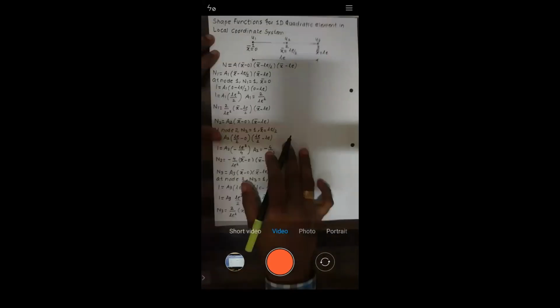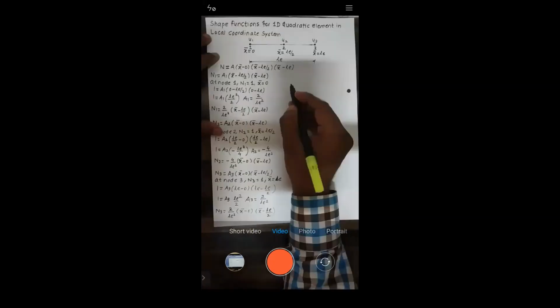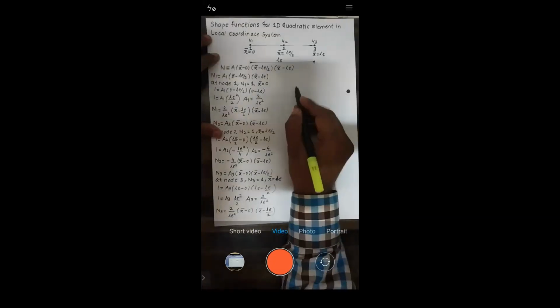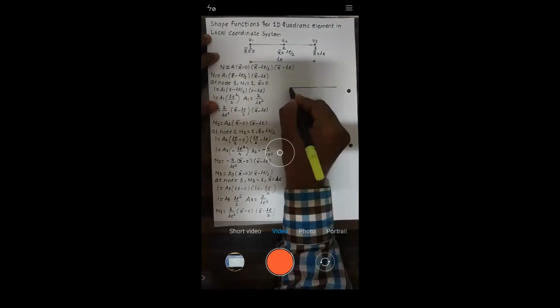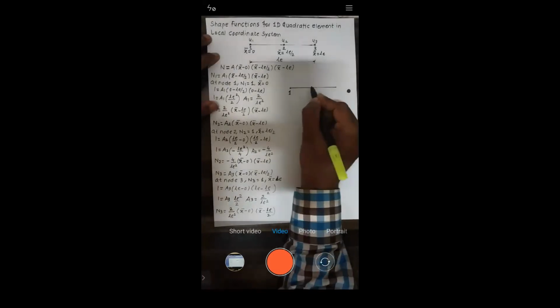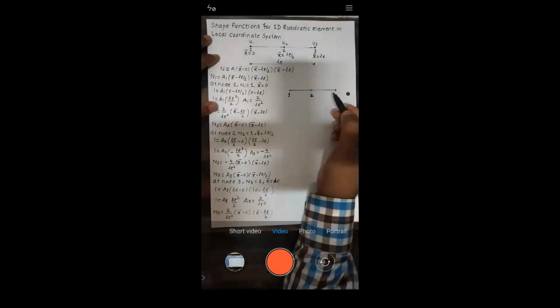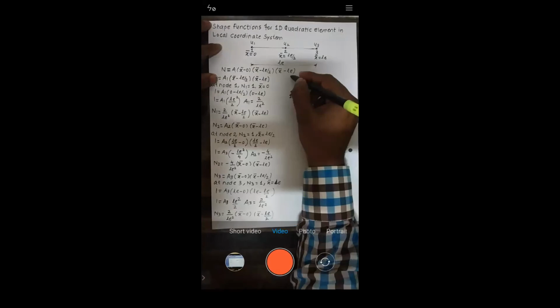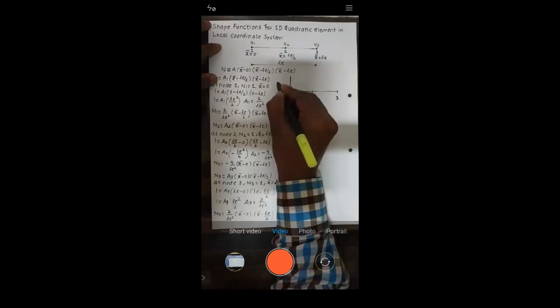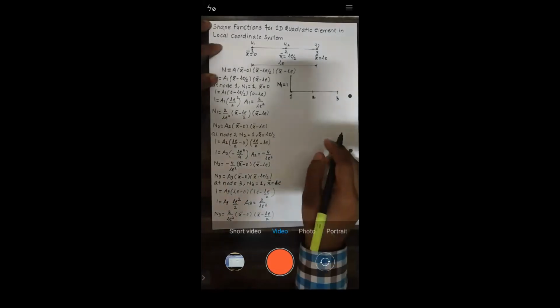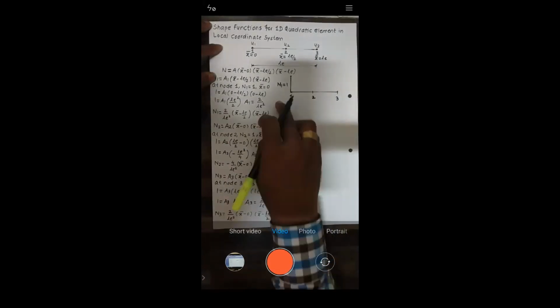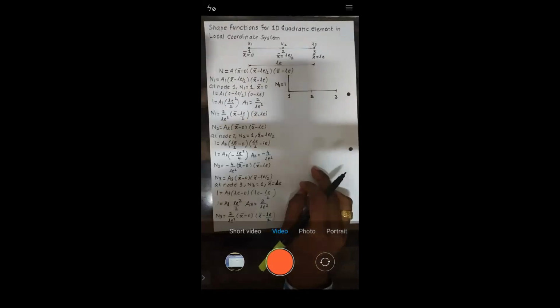So tell me how we'll plot the value of N1. Let's plot the graph for N1. Let's start here. This is node number 1, this is node number 2, this is node number 3. I'm writing for N1. N1 is equal to 1, yes or no? At which node? Node number 1. Is it okay or not? Let me know.